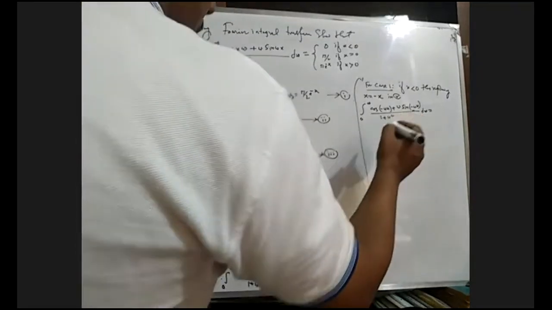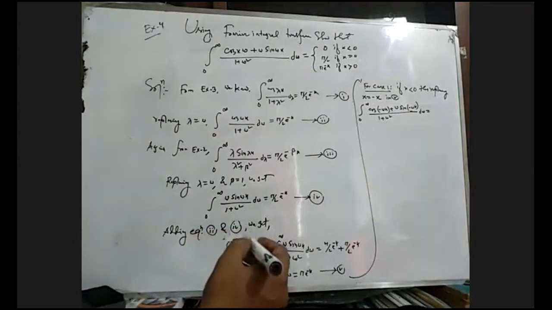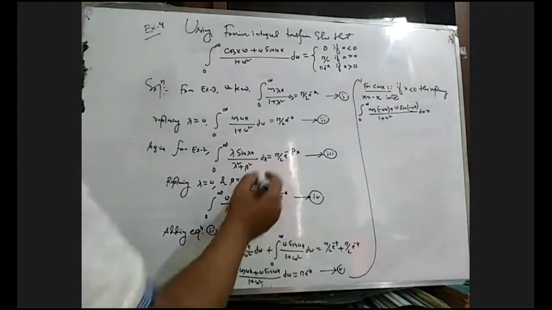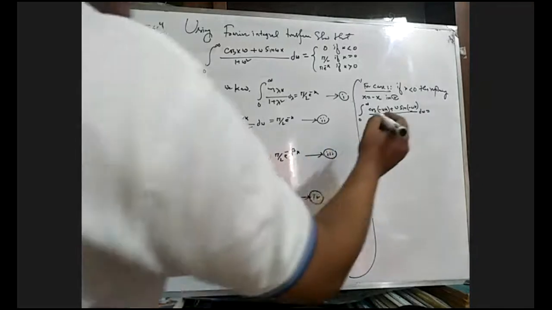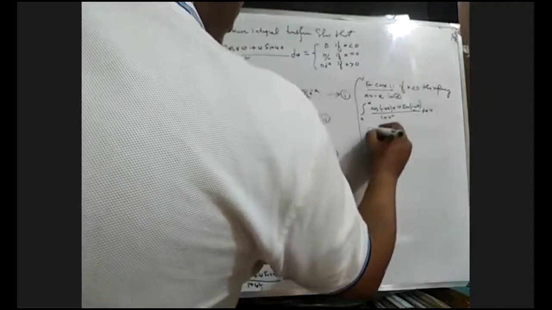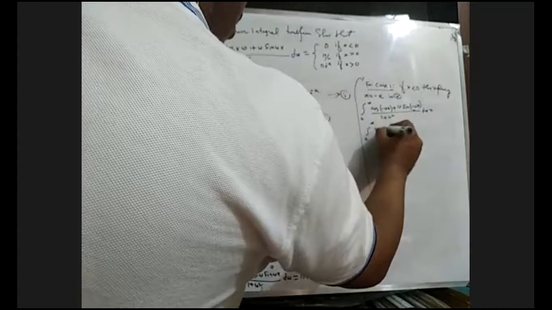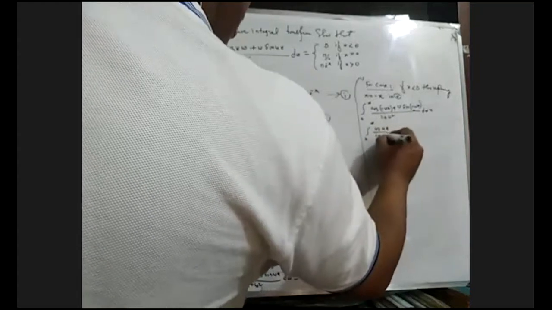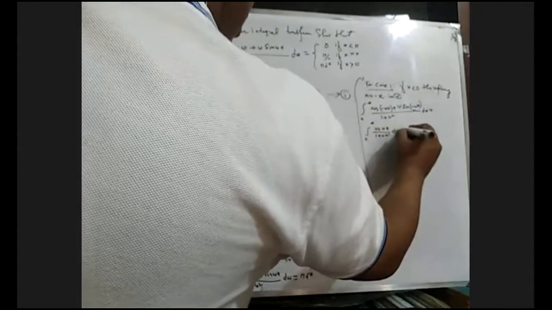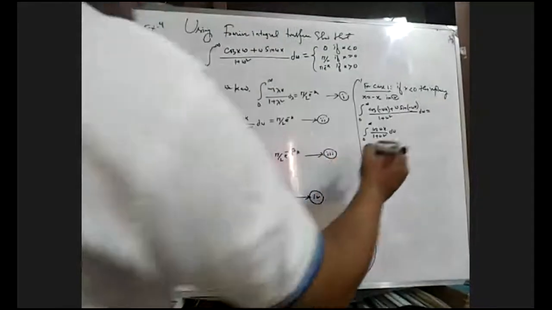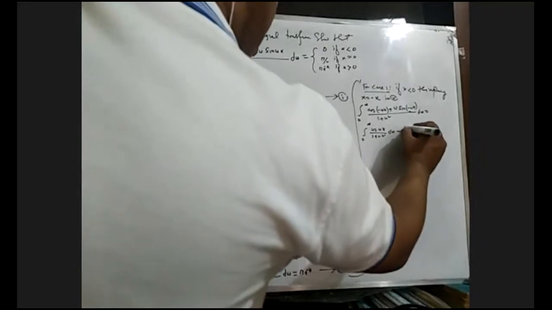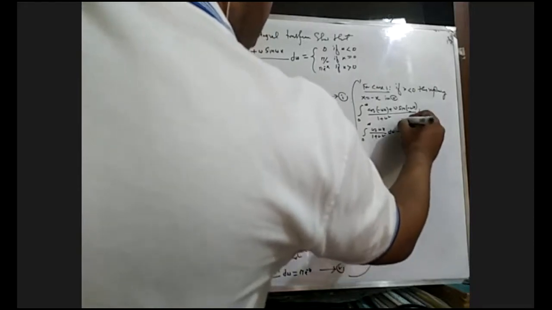This equals, just subtracting, we get... what will this be? The integral from 0 to infinity of cos omega x divided by 1 plus omega square d omega, minus, because sine minus theta equals what? Minus sine theta. Sine omega x divided by 1 plus omega square, 0 to infinity, d omega.